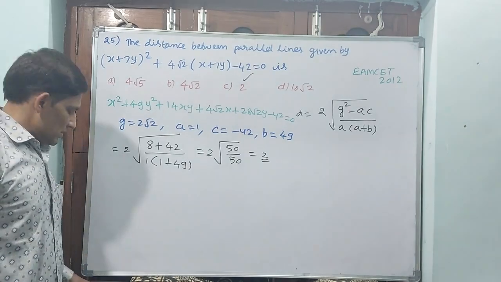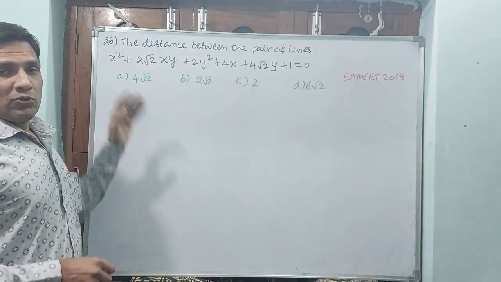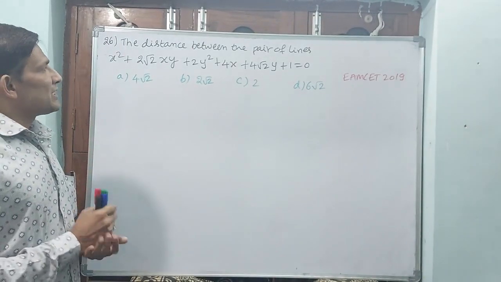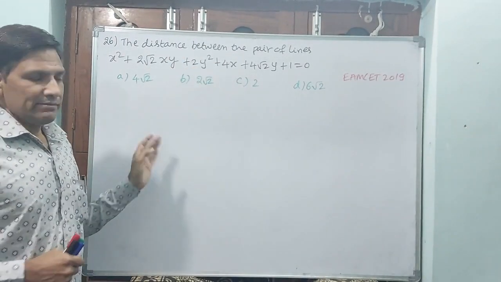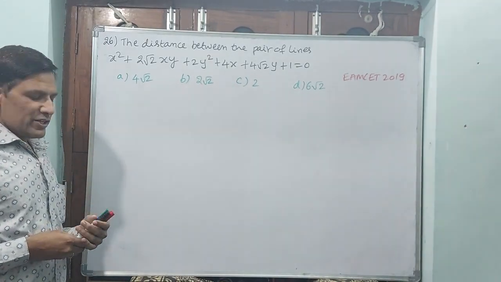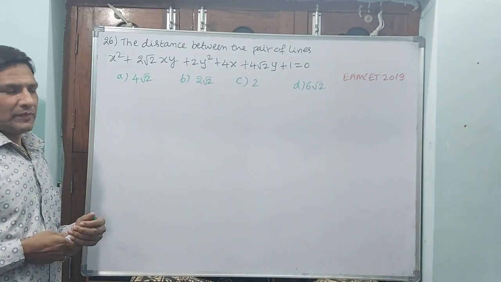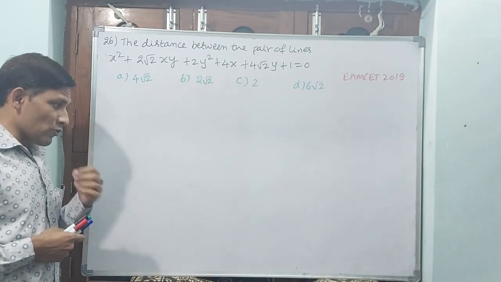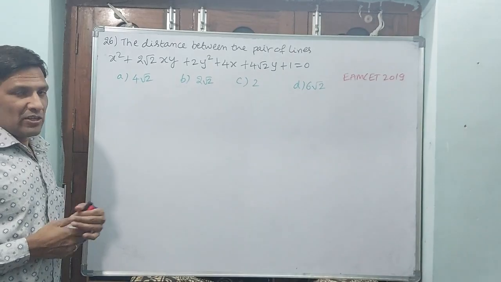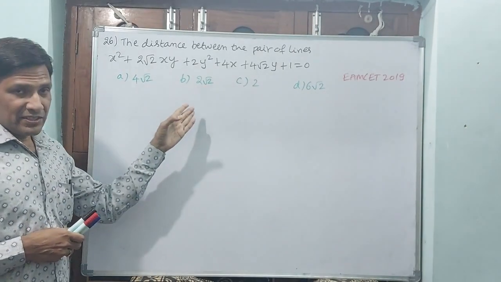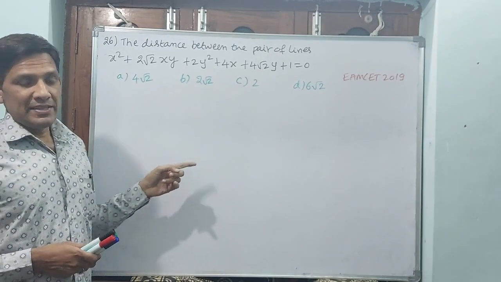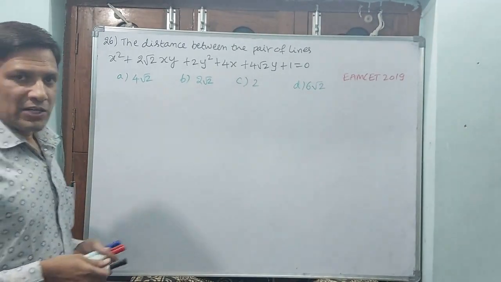Let us go for the next question. See question number 26, Eamcet 2019. The distance between the pair of lines you have to find. See, in the last question we have done distance between parallel lines. Parallel lines, how are we going to know? They themselves mentioned it in the last question. But in this question, whether this is a parallel line or perpendicular line, we don't know. If it is a parallel line, then we know the formula. What is that formula? Last question.